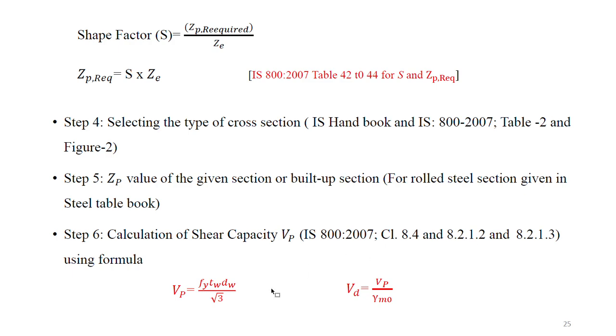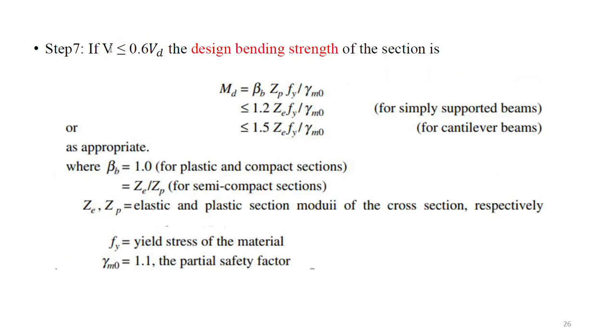They have given these conditions. Vp will be calculated, then the design shear capacity Vd is equal to Vp by gamma m0. Design shear capacity will be calculated depending on Vp. This will give us the shear capacity of the beam section, and this shear capacity is compared with the design shear force of the beam section. The shear force V should be less than or equal to 0.6 Vd.